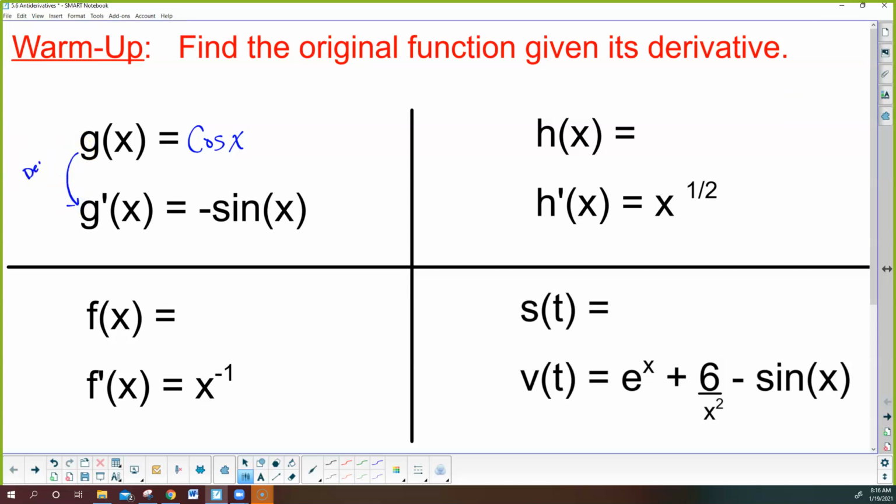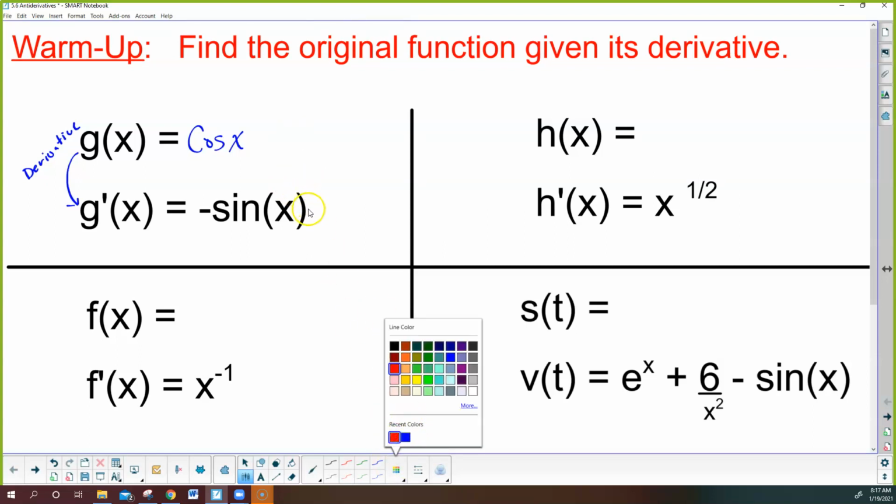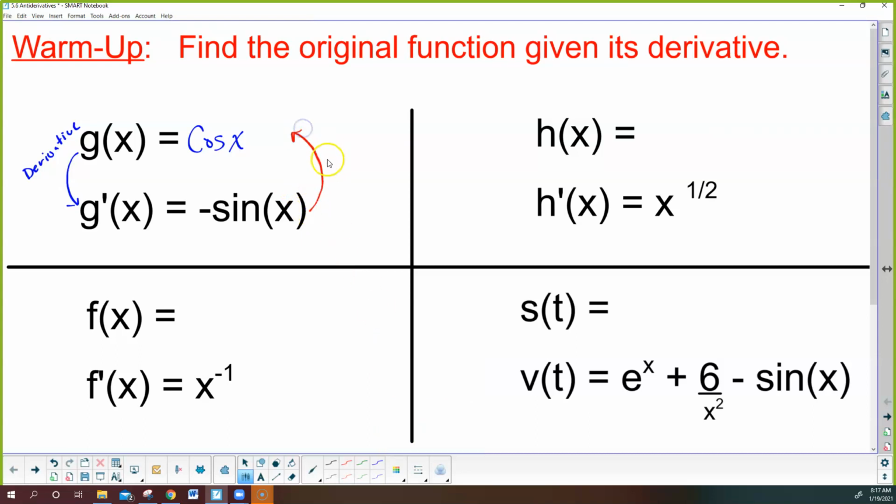So what did we do? Well, first trimester we developed these rules through limits, and we learned that if I have the function, we can take its derivative. But what if I'm given the other function? So I want to go back. This is called the antiderivative, or the opposite of the derivative. And that's what we're going to be focusing on, at least the start of this unit.